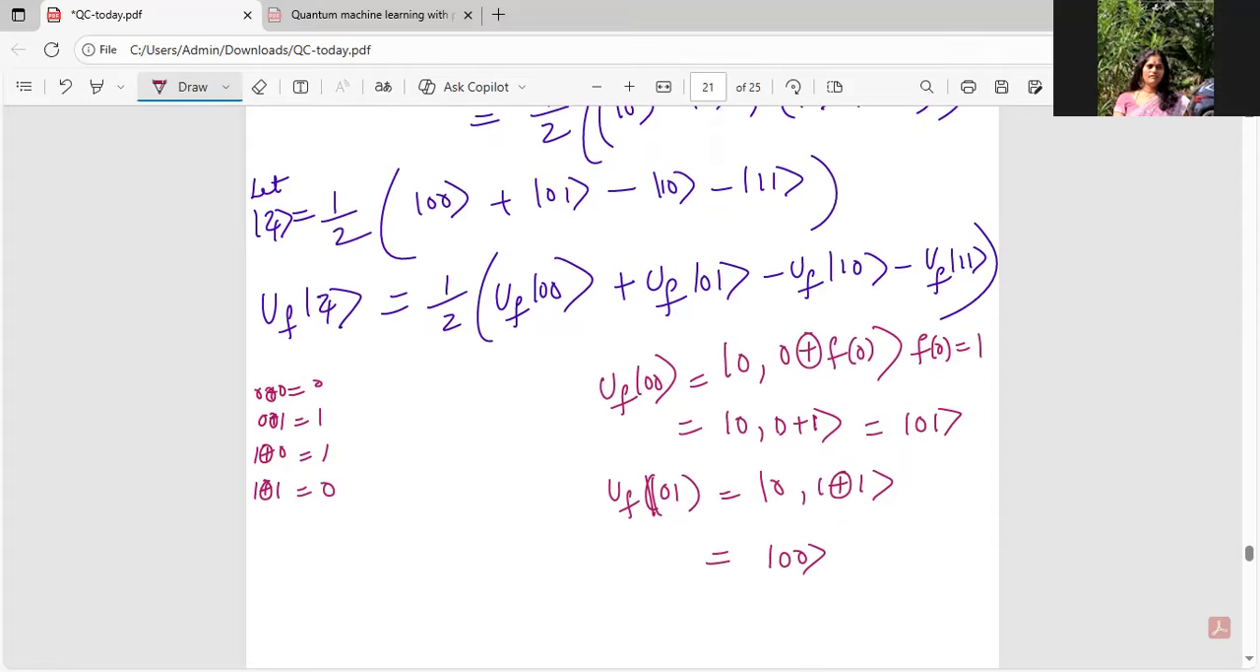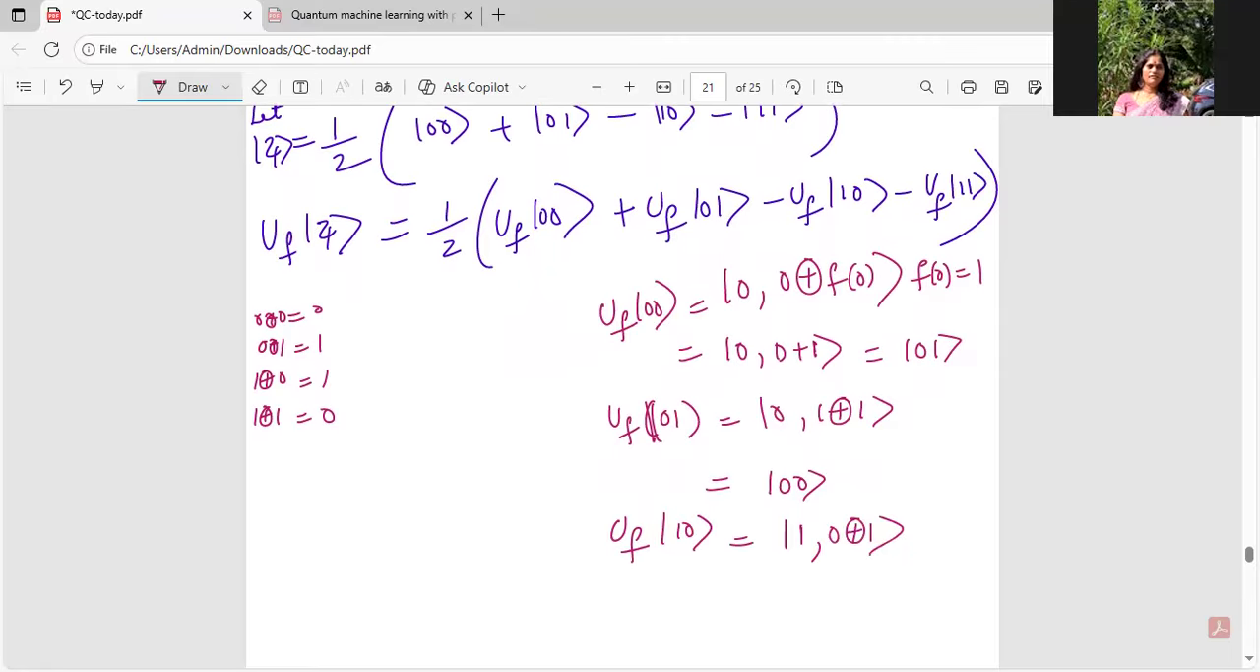Okay. Now, UF of 1, 0. What happens to this is 1, comma 0, XOR of 1. Function value is 1 for anything. Okay. Now this is what? 1, 1. Okay. UF of what is remaining? 1, 1 is remaining. 1 is there. Now 1 plus again 1 is there. So it is nothing but 1, 0, guys. Okay. So finally I can write the output.